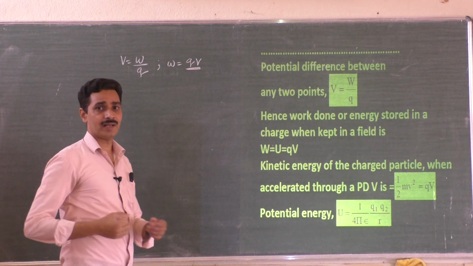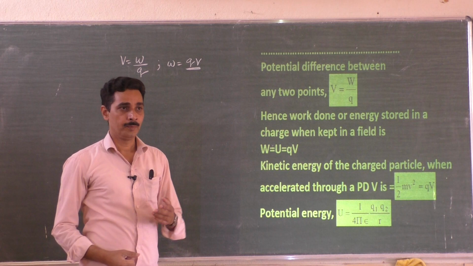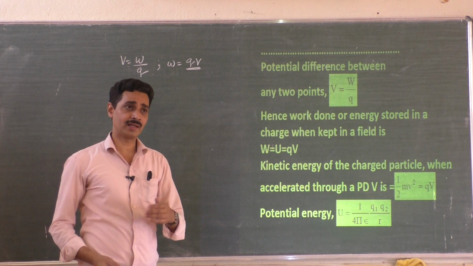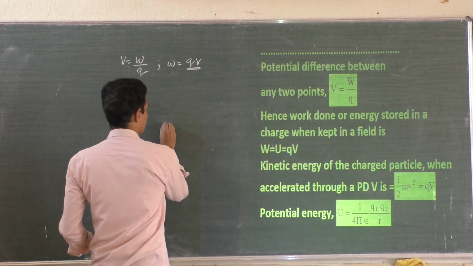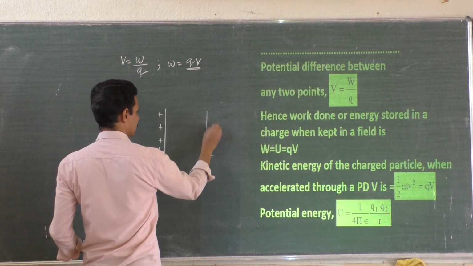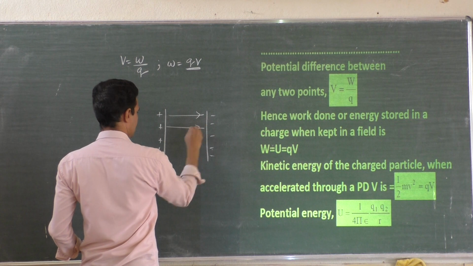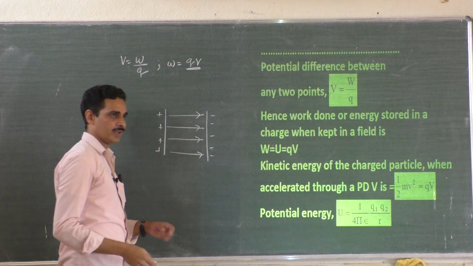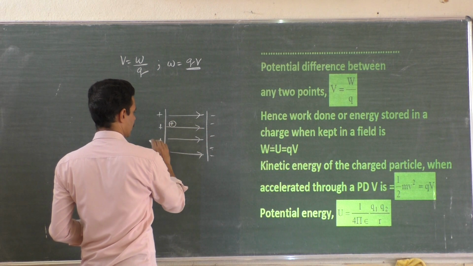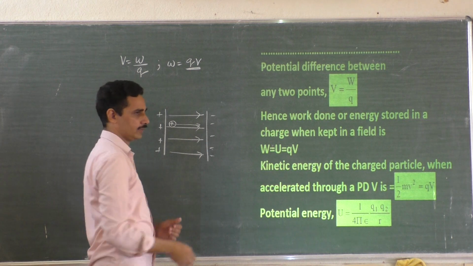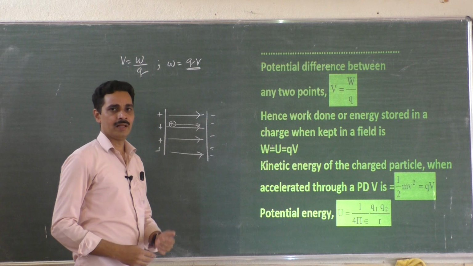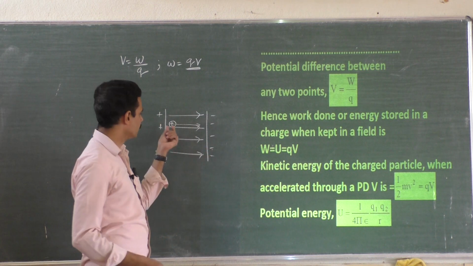Now suppose you take a charge against the field from one point to another. Potential energy will be stored in the charge and that gets converted into kinetic energy if you leave the charge. For example, suppose you have two charged plates, positively charged and negatively charged, and the electric field is like this. I am trying to explain the situation here. Now when you keep a positive charge here, that will be repelled and that will be attracted by this one. So as it moves, the field will do the work. Work done by the field in taking the charge from here to here is seen as kinetic energy of the charged particle. So kinetic energy will increase.